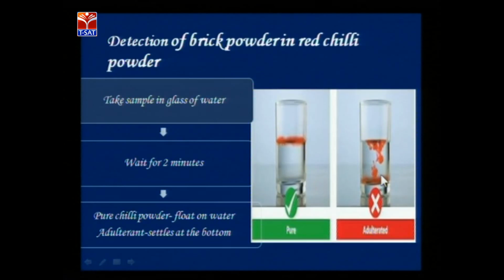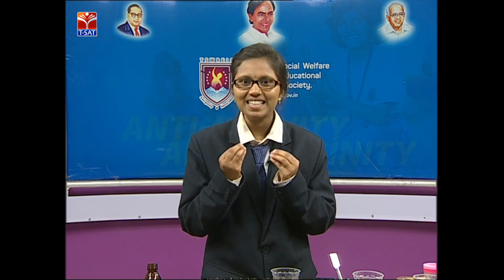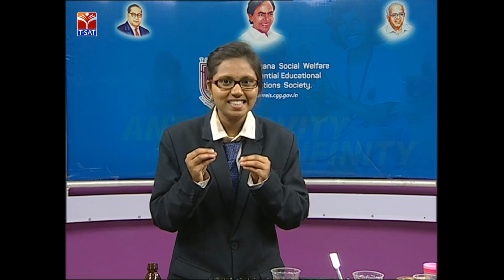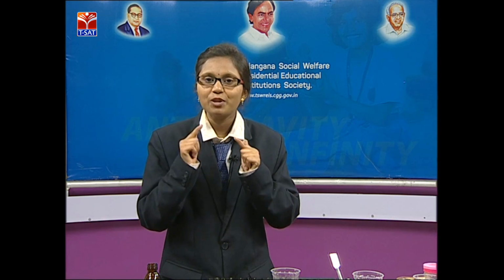Okay friends, we are using chilli powder in our curries, right? For what purpose are we using chilli powder? To get spiciness in our curry, right? Sometimes our chilli powder is adulterated with brick powder. How can you detect brick powder in your chilli powder? For the detection of brick powder in chilli powder, you have to do a test. Now look at the slide.